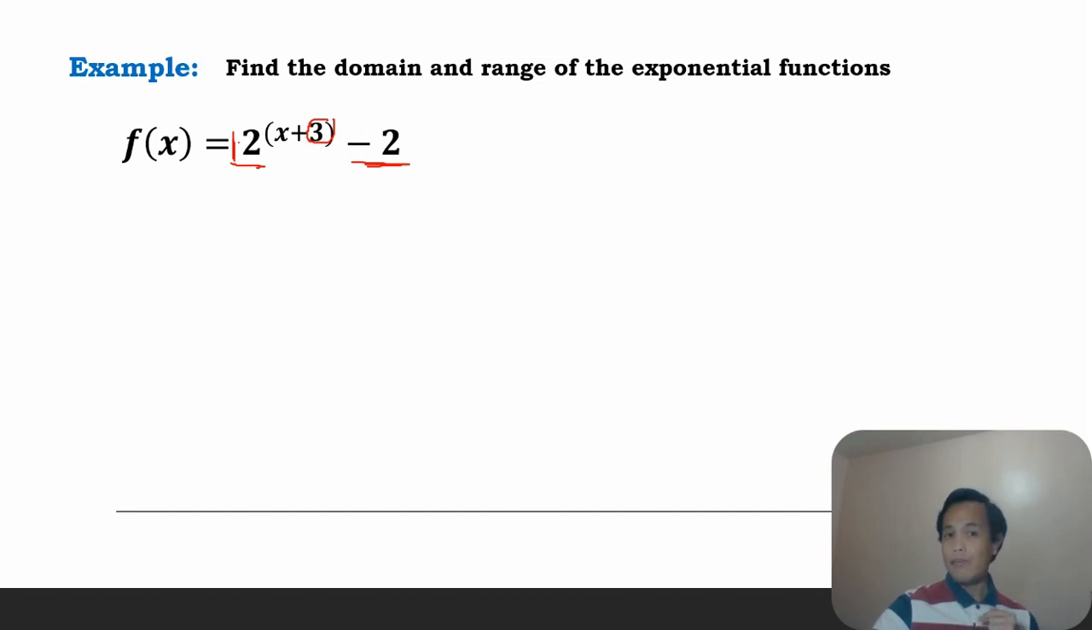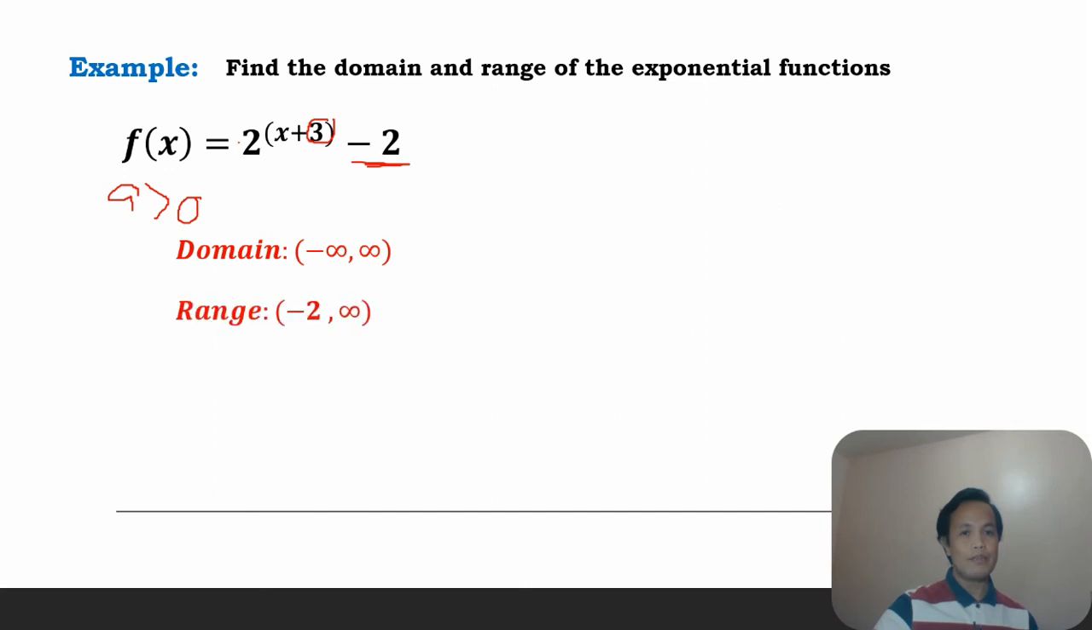That means if the a is not written in the function, it follows that the value of a is 1. So if the value of a is 1, that means, of course, our a is greater than 0. So our domain, of course, is the same, from negative infinity to positive infinity. And again, our a is greater than 0, so our range shall start from the k, which is negative 2, up to positive infinity. So negative 2 up to positive infinity.